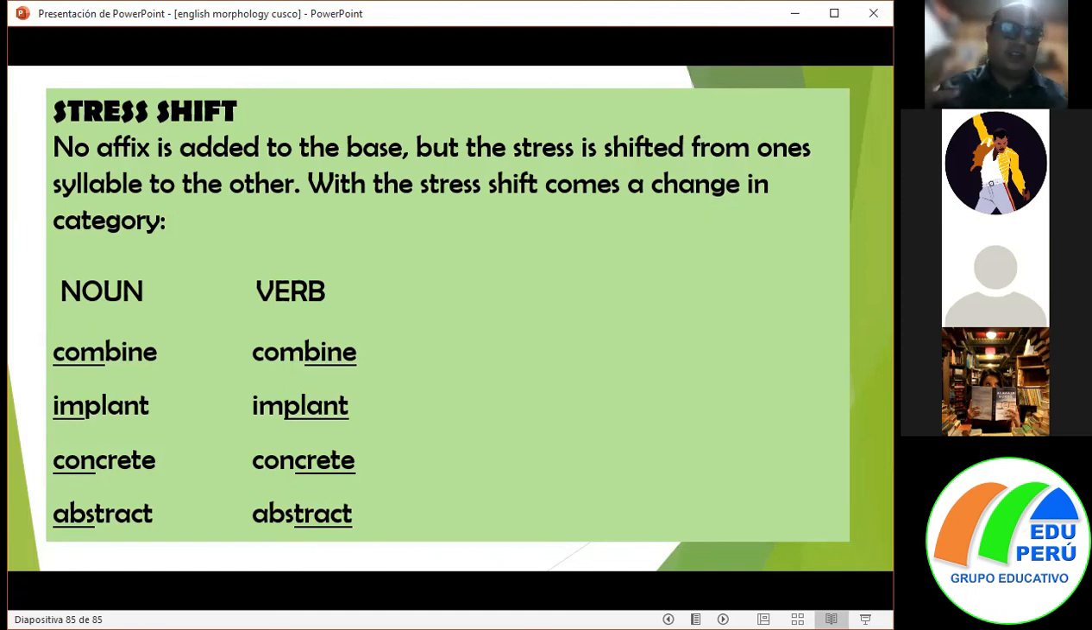So as you can see, we have a lot of processes in order to create words, and this is very important. Well, I think that time is over, so sorry for the interruption. My laptop was off, my battery was completely off, so I have to recharge it again quickly. So I think we have completed all the topics related to morphology.